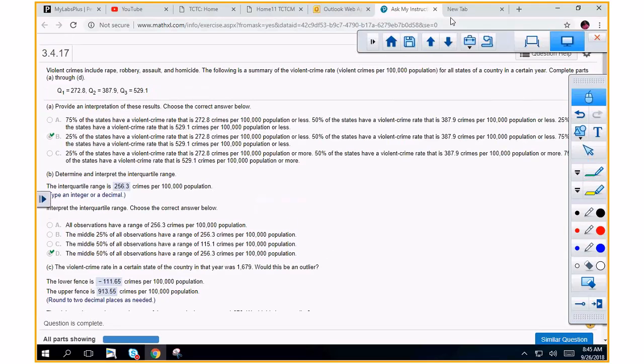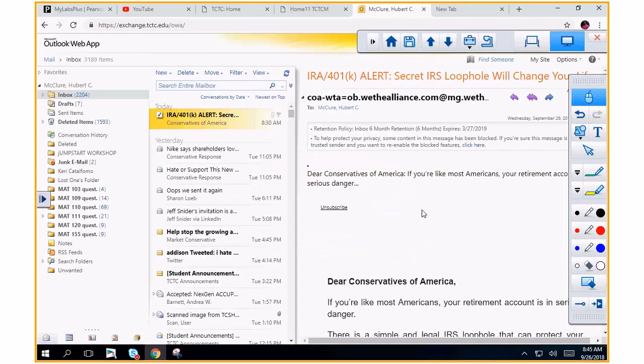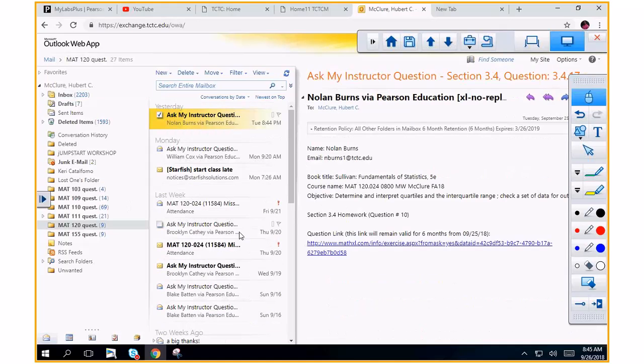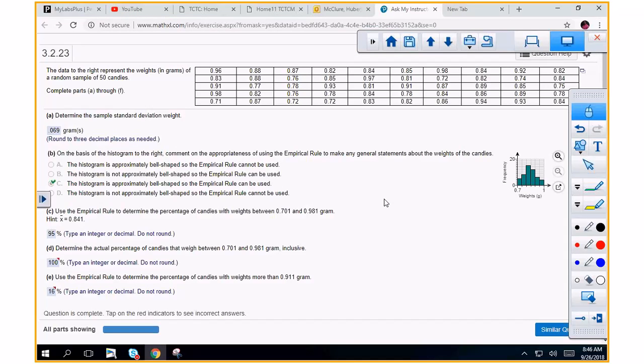Okay. Now let's see if I can find another test question. Like I say, I don't think I've got another one here, but I'll look. There's one right there, but let's see. That's 3.2, number 23/9. Okay, we did this one, I believe, didn't we? Okay, we did that one.